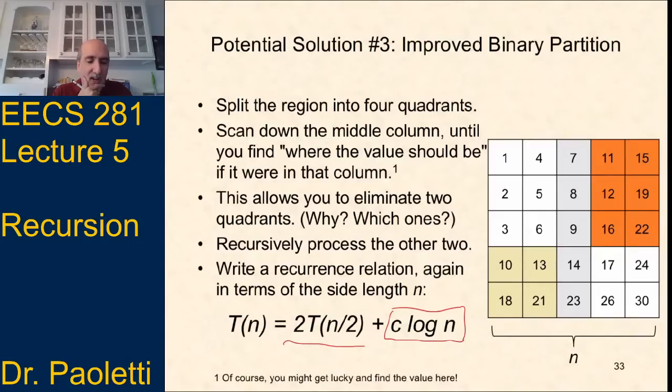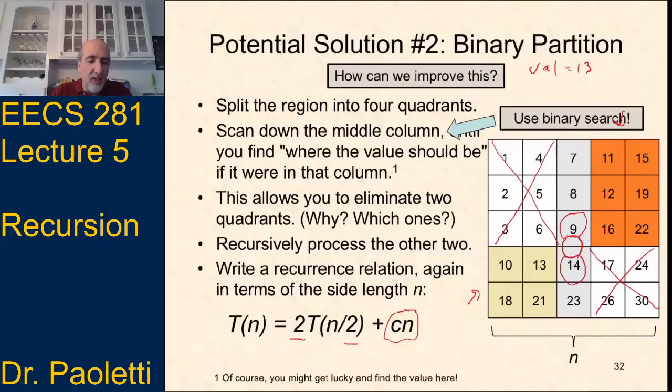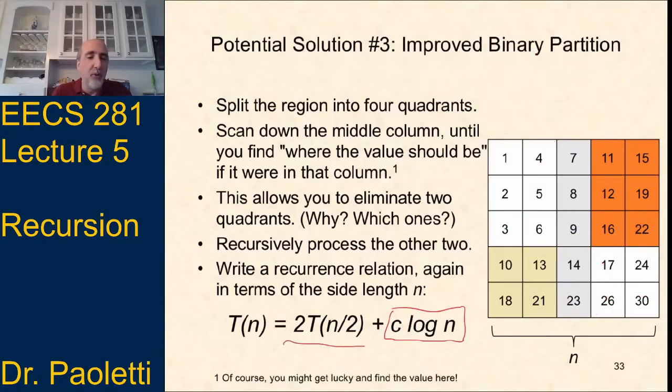Okay, so that's my different possible equations for this one. So that was, we said here, binary partition, linear search of the middle column. Improved binary partition is a binary search of the middle column. So when we say improved binary partition, we mean split it into 4 regions, eliminate 2, and do a binary search of that middle column.